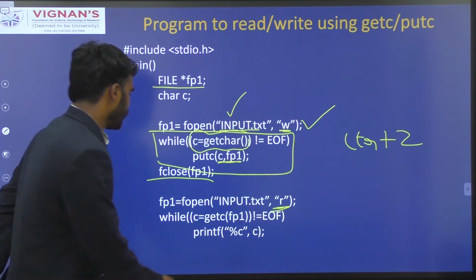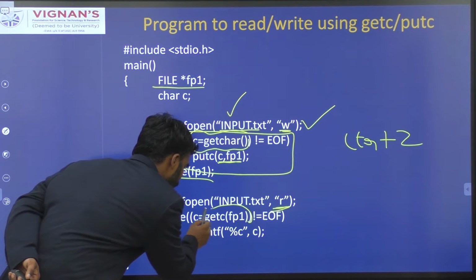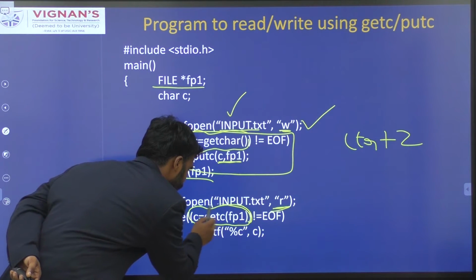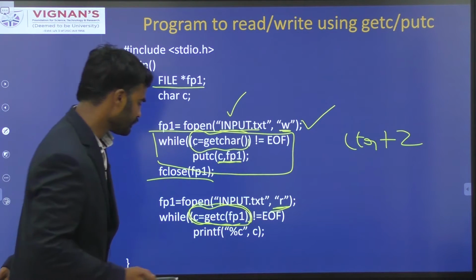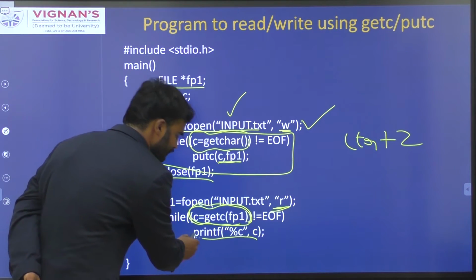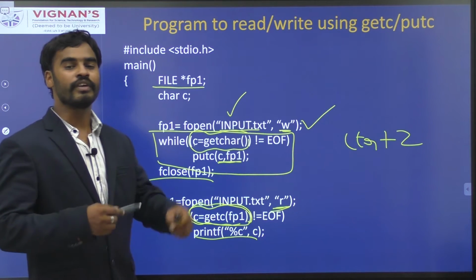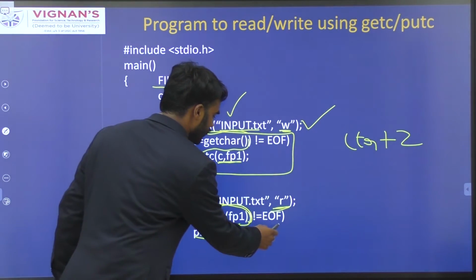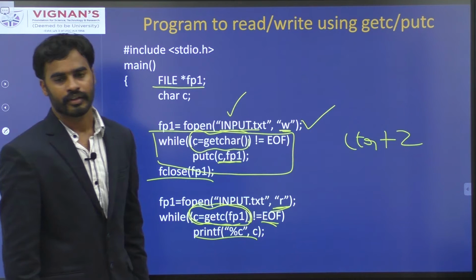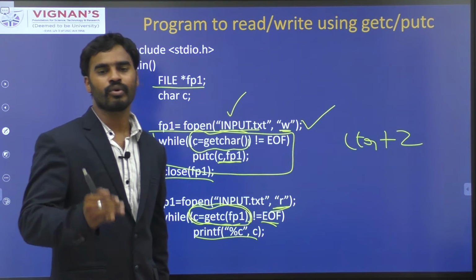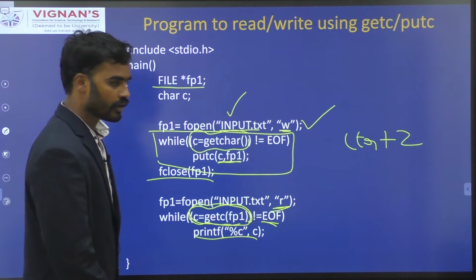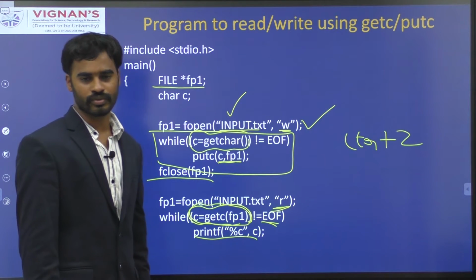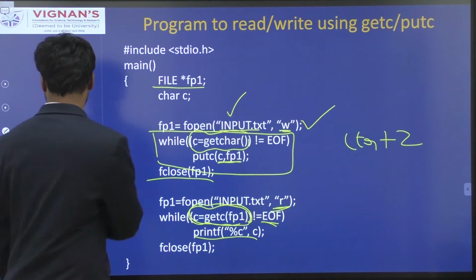Read contents from the file one character at a time and put it into the console. This loop will terminate when end of file is reached, when there is no more data to read from the file. Once you are done reading, you have to close the file.